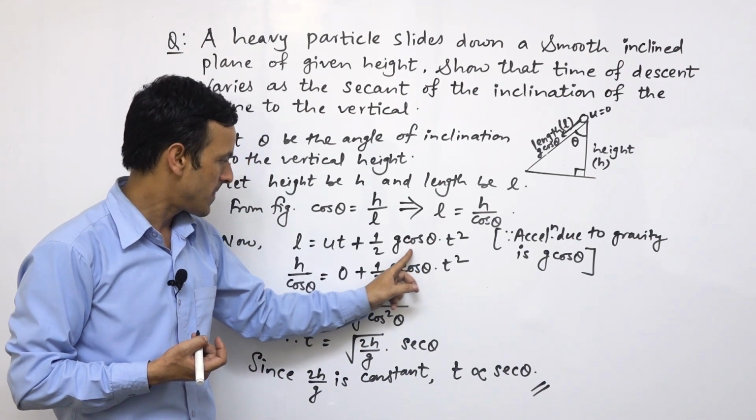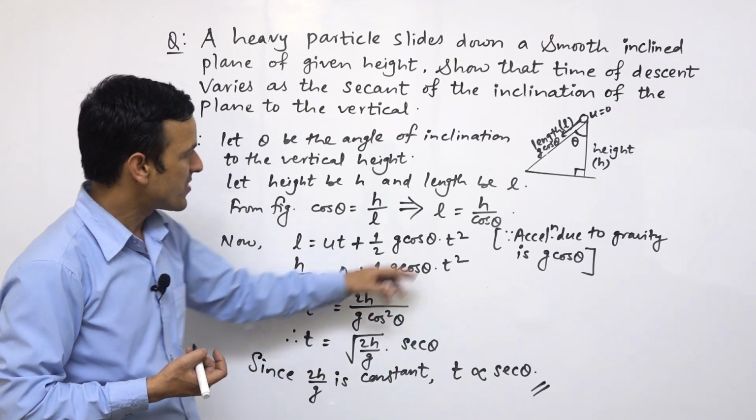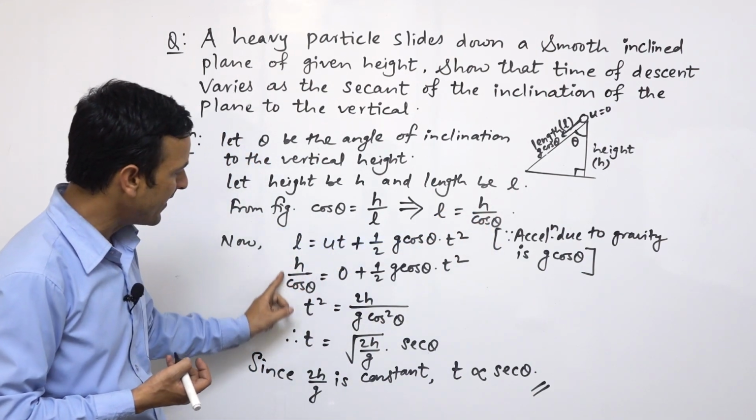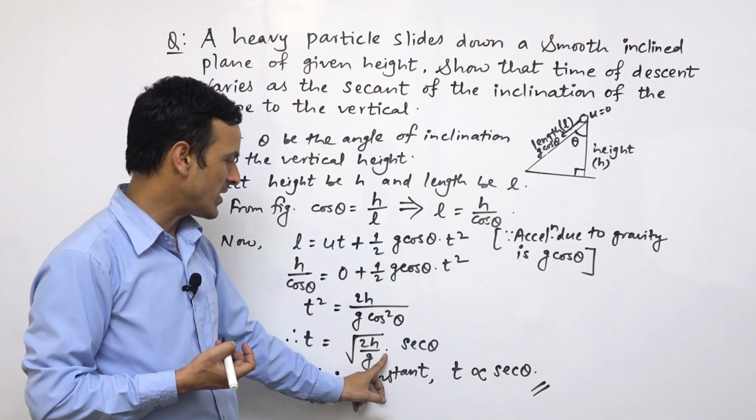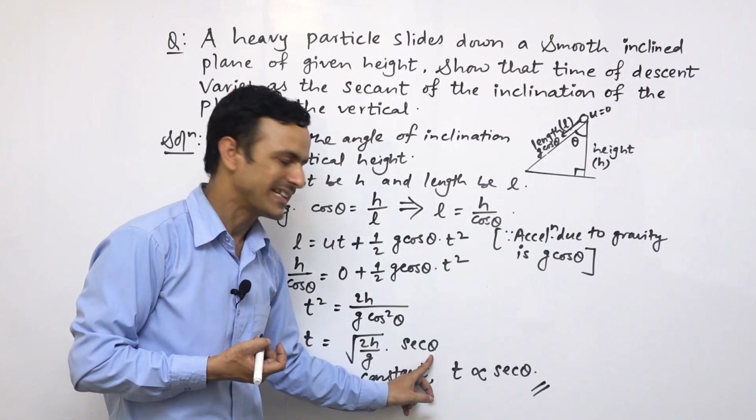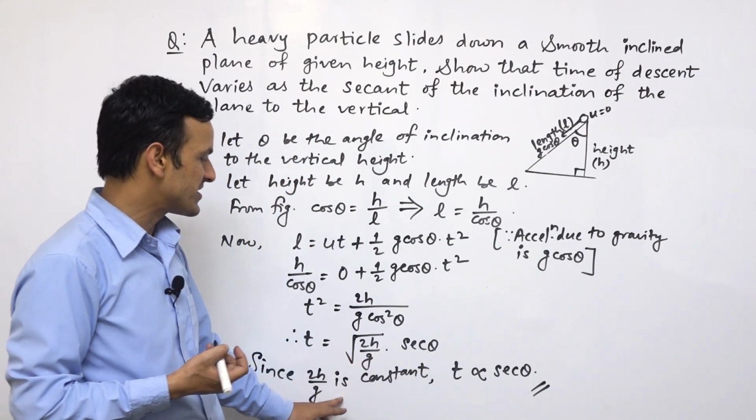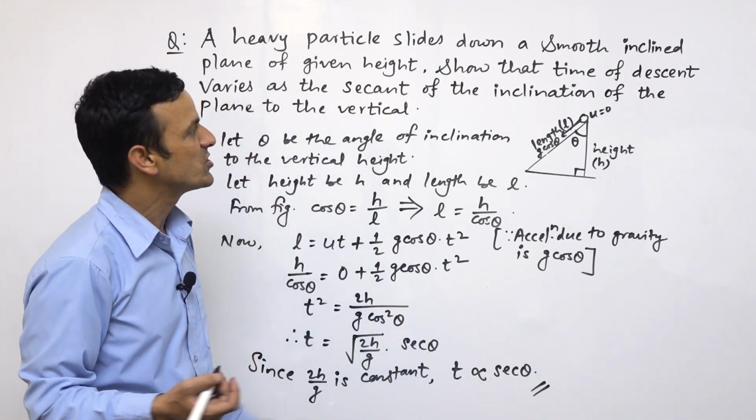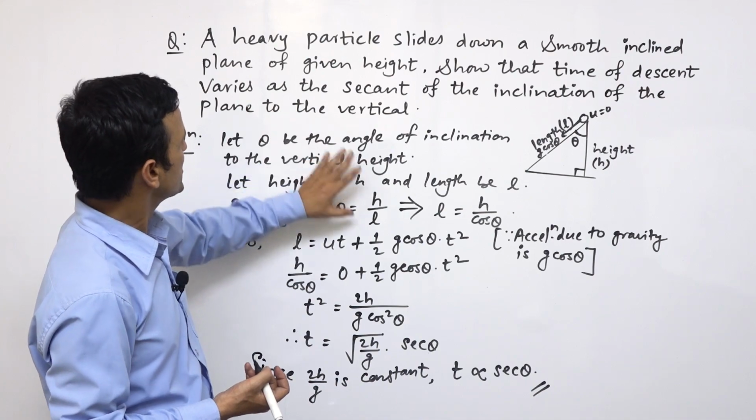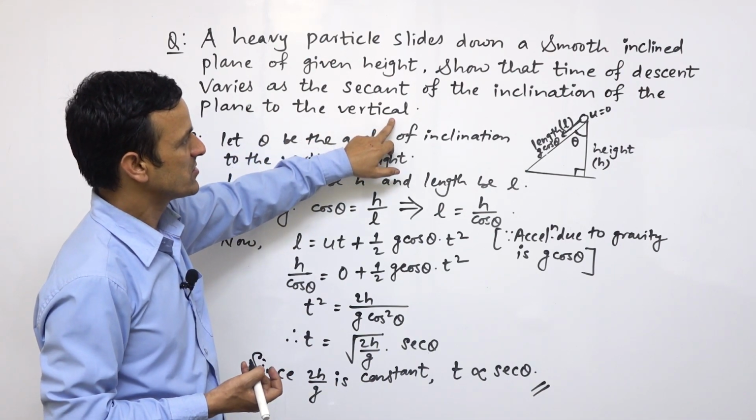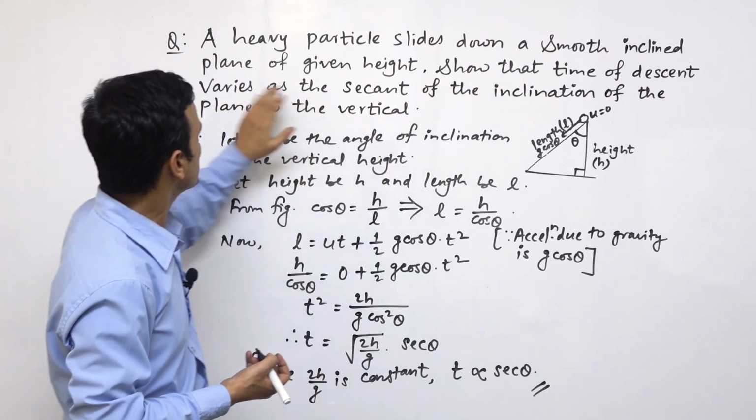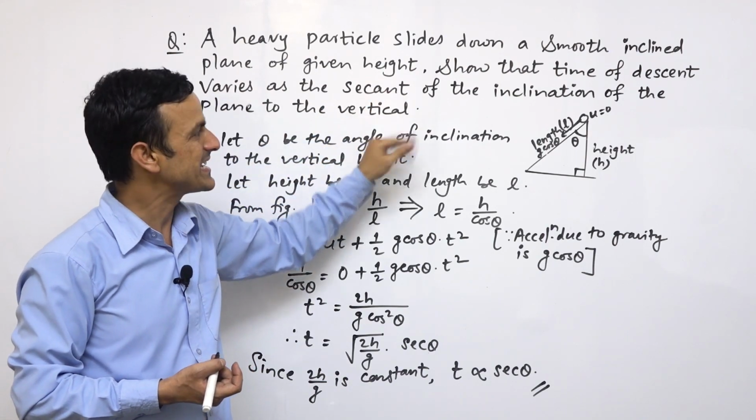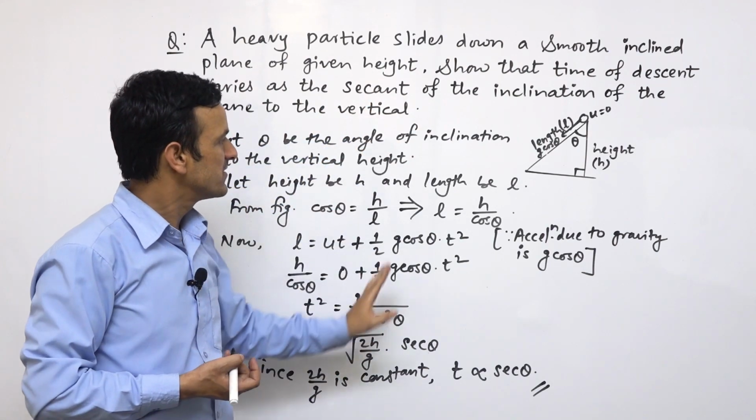So this is the answer. In this way we can solve it. From here we substitute the value of L, and finally t will be this one. Its value depends upon sec theta, and since the rest is constant, it will be directly proportional to sec theta. So we are able to show that the time is directly proportional to sec theta from this information.